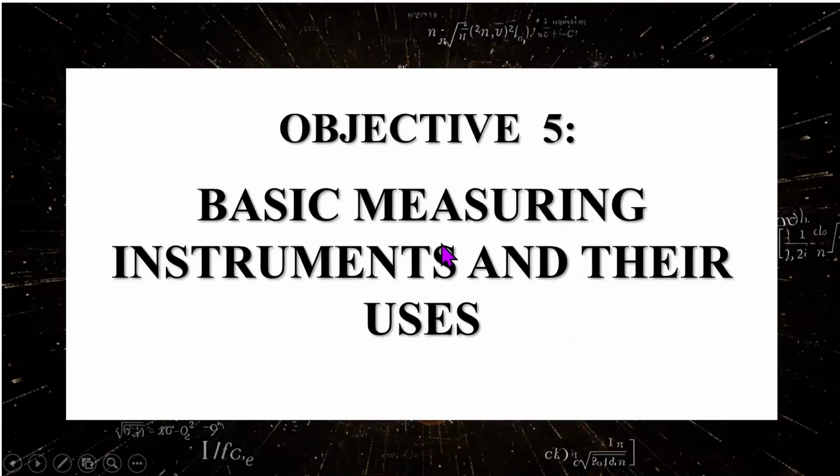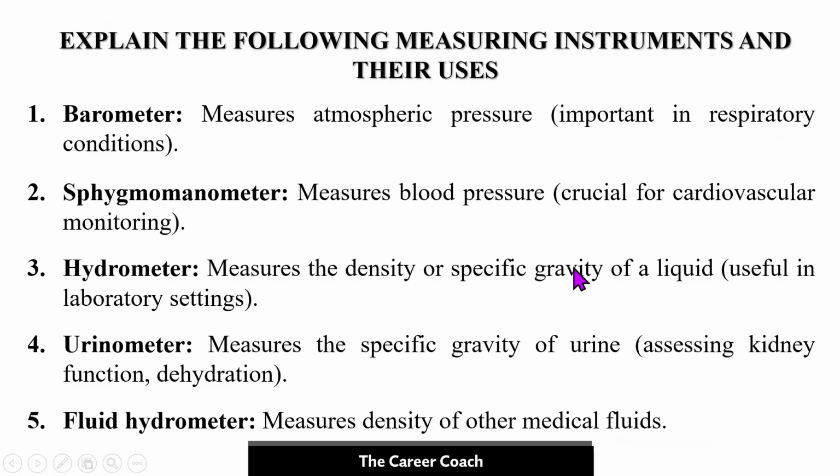Objective number 5: basic measuring instruments and their uses. Number 1 is the barometer. Barometer measures atmospheric pressure. It is important in respiratory conditions. Sphygmomanometer measures blood pressure. It is crucial for cardiovascular monitoring. Hydrometer measures density or specific gravity of a liquid. It is useful in laboratory settings.